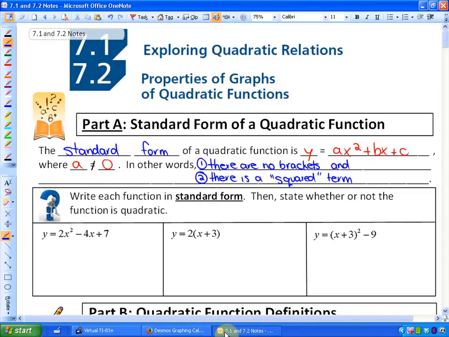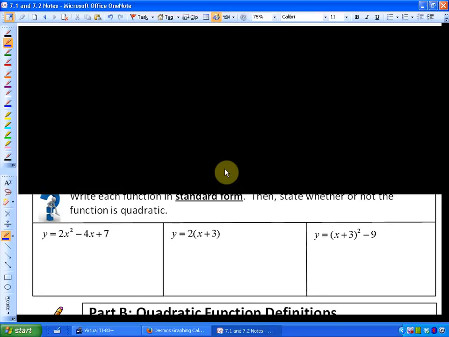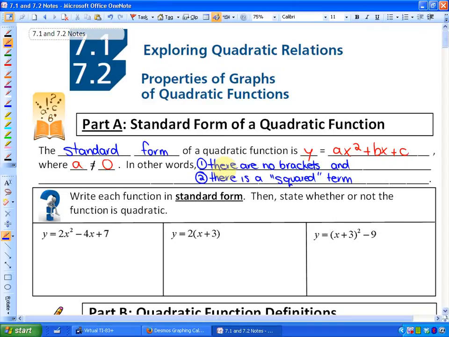First thing we're going to do here is write each of these following functions in standard form and see if they are quadratic. It says then state whether or not the function is quadratic. Well, this function here, there are no brackets and it does have a squared, so yes, it is quadratic. The next one, if we get rid of the brackets or simplify this particular function, we would have y is equal to 2x plus 6, and there's no x squared, so that means no, it's definitely not a quadratic.